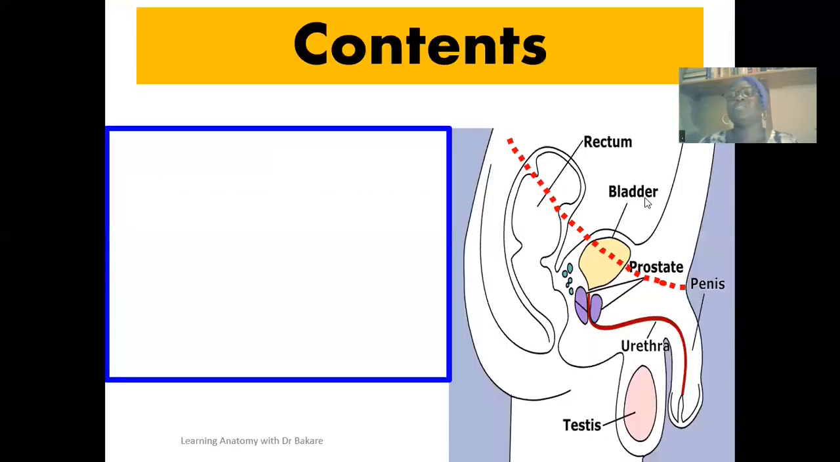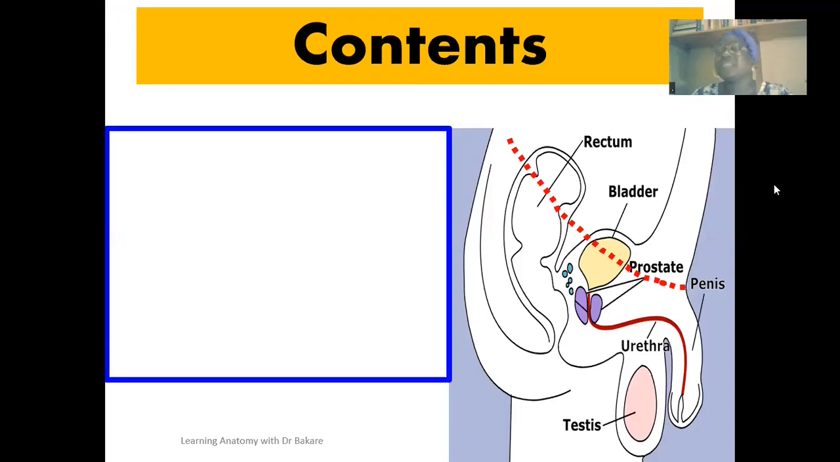So it's good for us to be able to establish the inferior limit and also the superior limit of this space. Now, going to the content of the greater pelvis, let's use this image here by the side. This region that is carved out in dotted red is the limit that is created by the pelvic inlet or the pelvic brim. And we know that inferior to this space is where we have the lesser pelvis or the true pelvis, while superiorly is where we have the greater pelvis or the false pelvis.